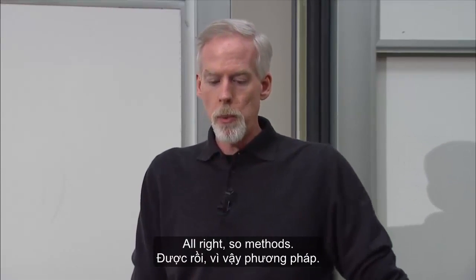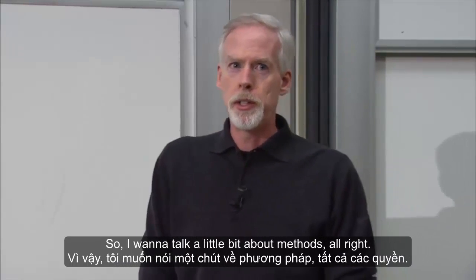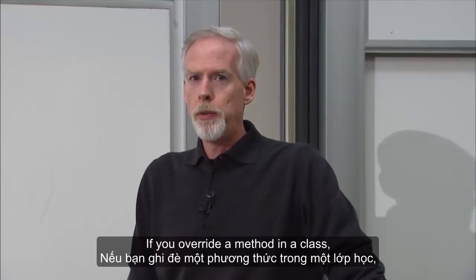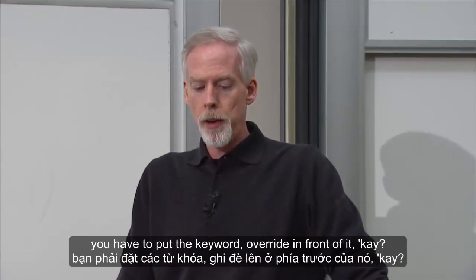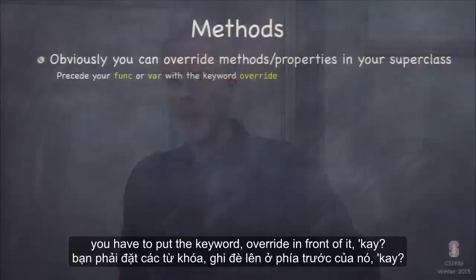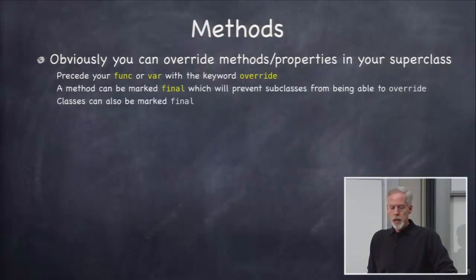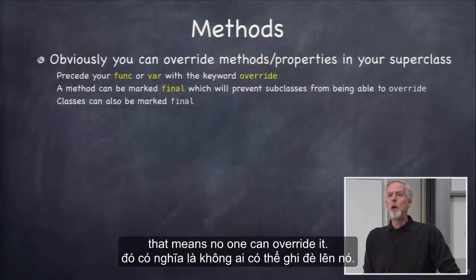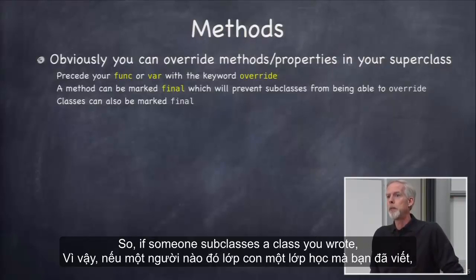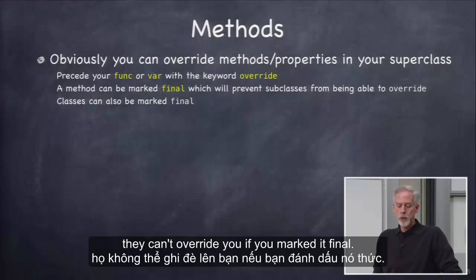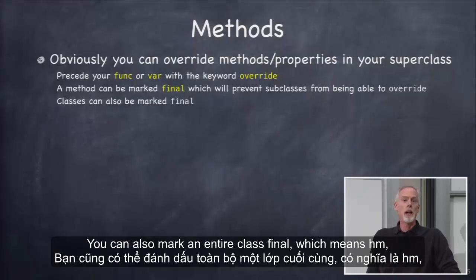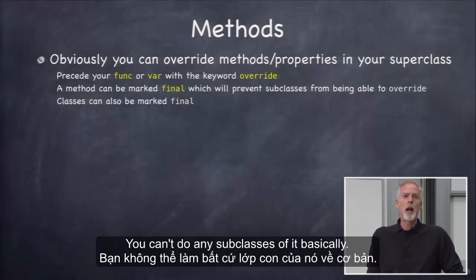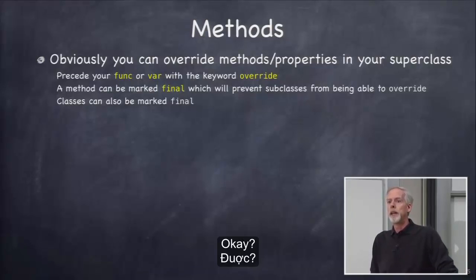All right, so I want to talk a little bit about methods. If you override a method in a class, you have to put the keyword override in front of it, okay? You can also mark a method final. That means no one can override it. So if someone subclasses a class you wrote, they can't override it if you marked it final. You can also mark an entire class final, which means this is the end of the line. You can't do any subclasses of it, basically. Okay?